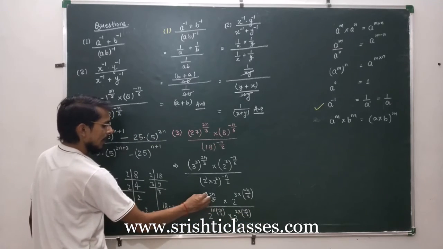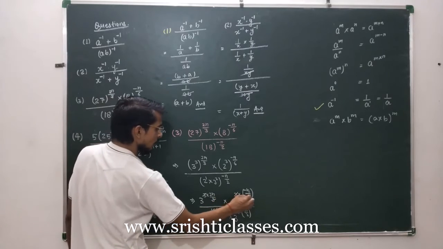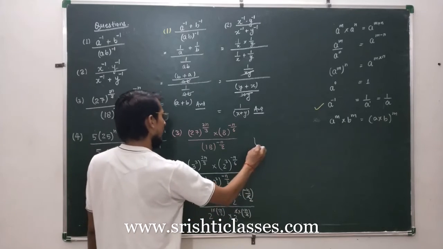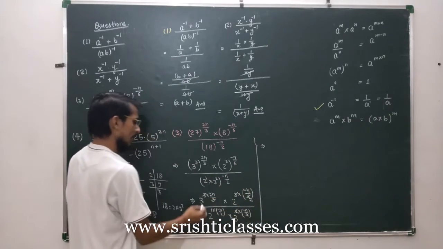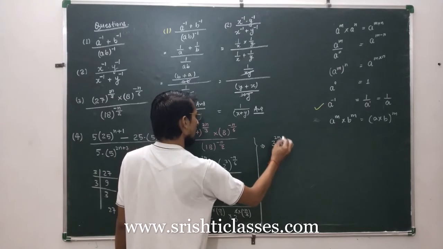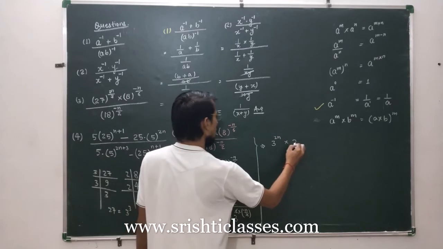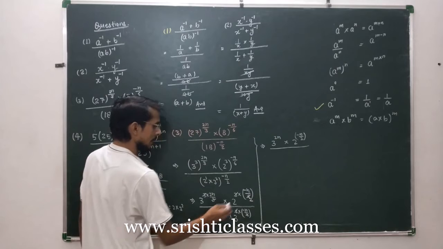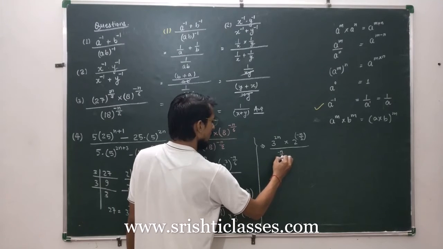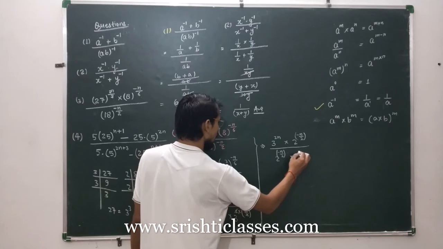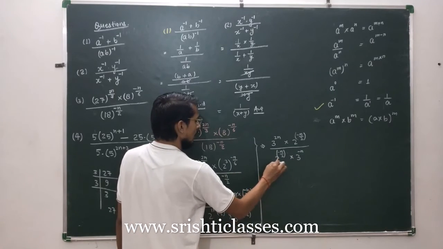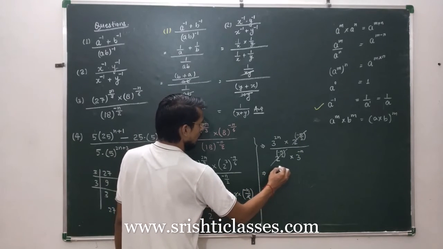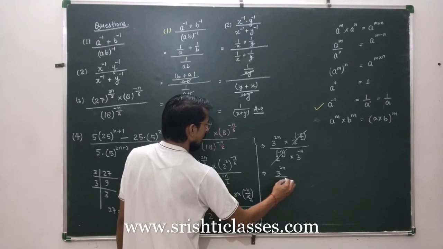Now this 3 and 3 will cancel. 3 2s are 6, and 2 and 2 will cancel. So you get 3 raised to the power 2n into 2 raised to the power minus n by 2, whole upon 2 raised to the power minus n by 2 into 3 raised to the power minus n. So these two quantities will cancel out and here we have 3 raised to the power 2n by 3 raised to the power minus n.